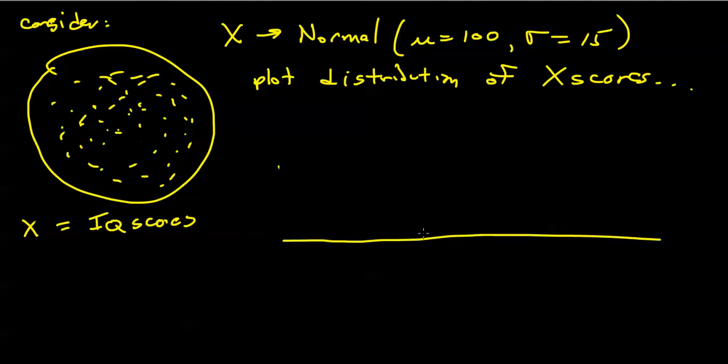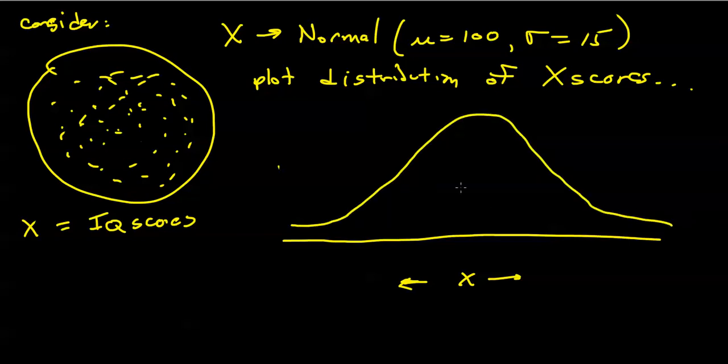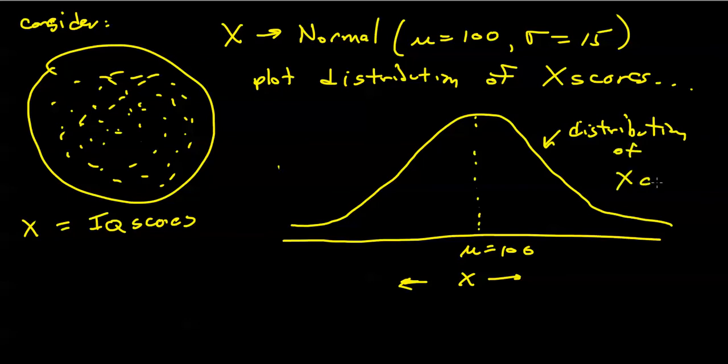Basically, I'm going to draw a horizontal axis. This horizontal axis represents all the IQ scores of all time. Well, there's not too many low IQ scores. There's not too many high IQ scores. Most IQ scores land within a neighborhood of the mean of 100. So this curve here represents the distribution of all these X scores, all these IQ scores.